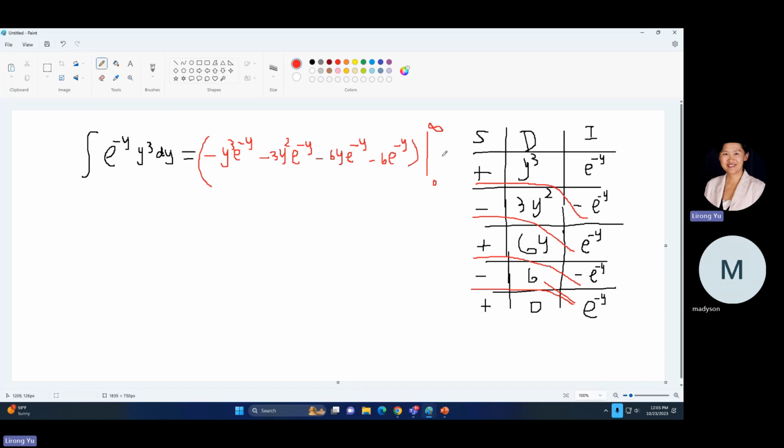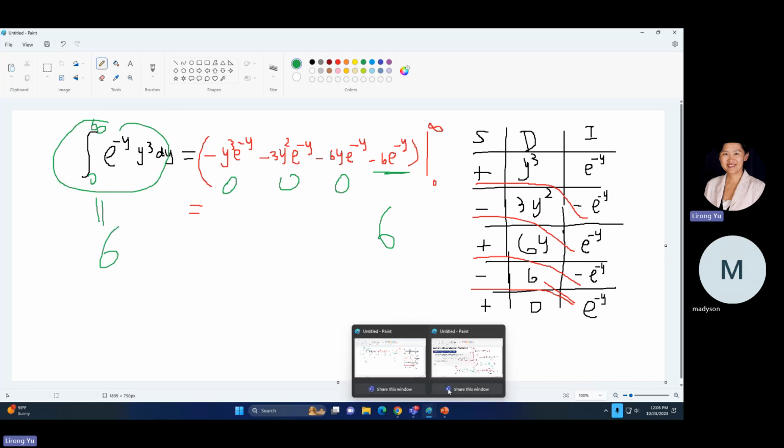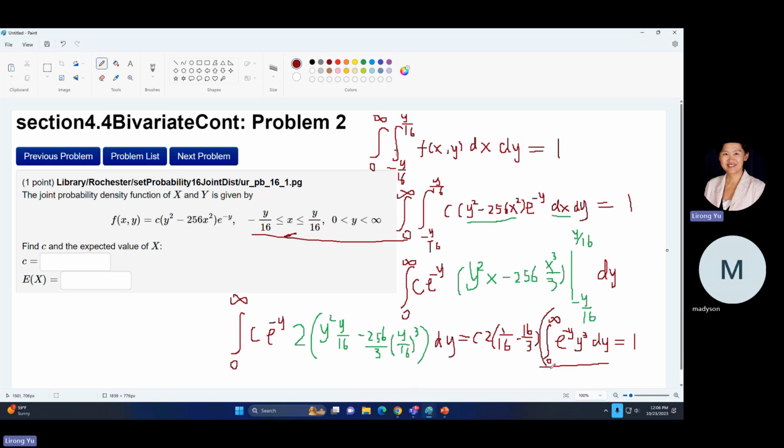At the lower limit is when we actually have a number, but it's a subtraction of the negative, right? Subtraction of the negative will be positive. So they're all going to be positive. If you plug in 0 for y, this is 0, 0, 0, except that one. It's going to be a 6. This entire calculation from 0 to infinity, the final answer is equal to 6. So now finally we're able to calculate this whole thing. This whole thing is equal to 6.